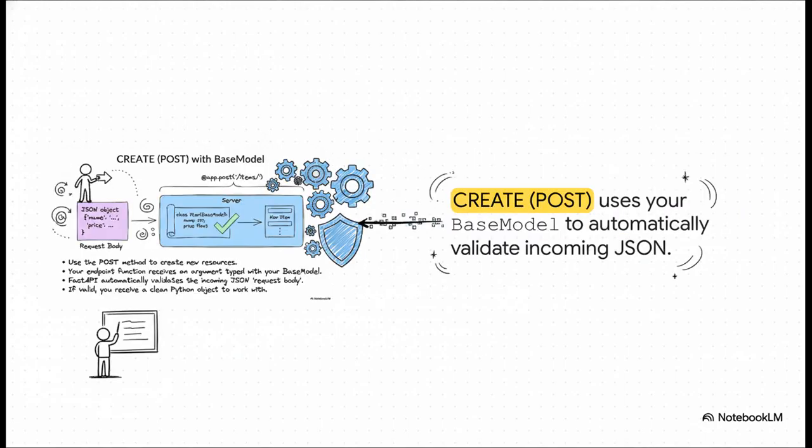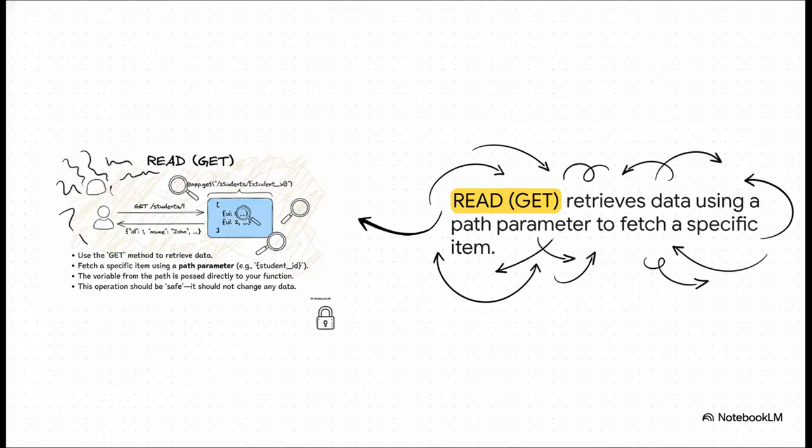First up, create. For this, we use the POST method, and this is where that Pydantic magic we just talked about really shines. A user sends some JSON to our API. FastAPI sees our function is expecting that base model blueprint we created, and it automatically validates everything. If it all checks out, we get a clean object ready to be saved. No mess, no fuss.